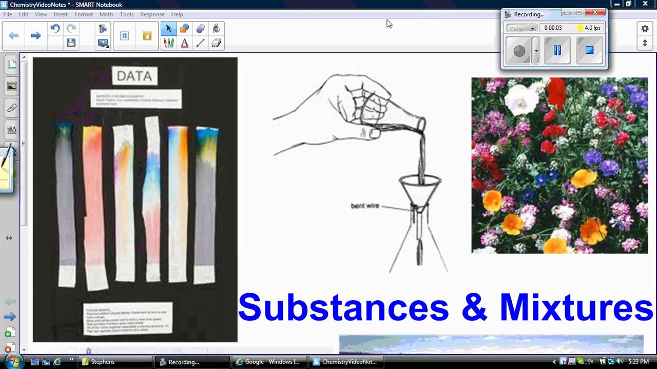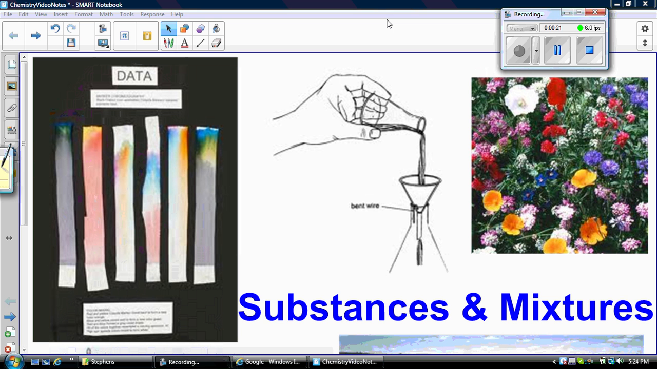Okay, the last unit that we are going to go into is on substances and mixtures. So it's a little bit of chemistry, and it's our shortest unit. But we're going to basically be studying mixtures, how we separate them, and what physical properties are the best to use to separate them.